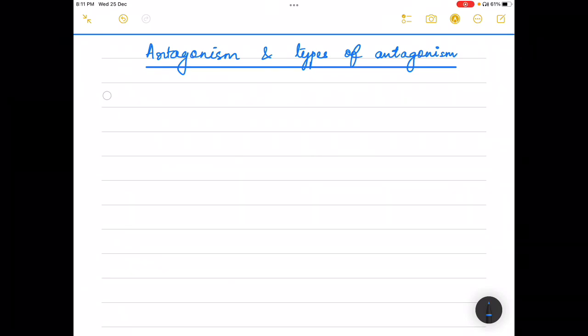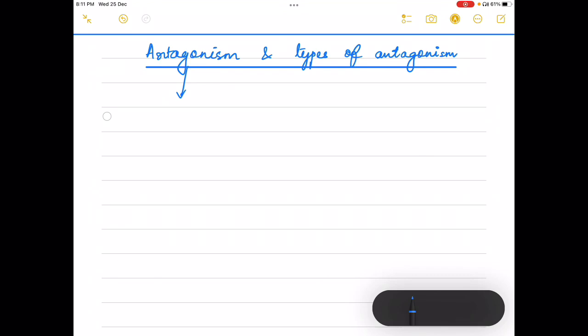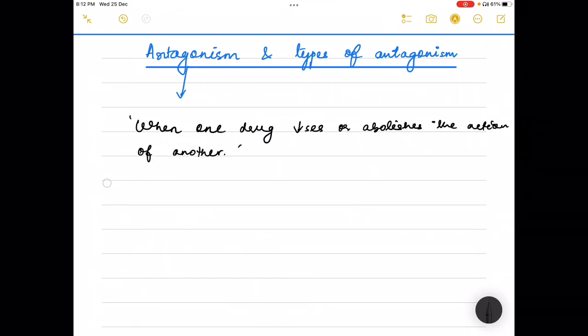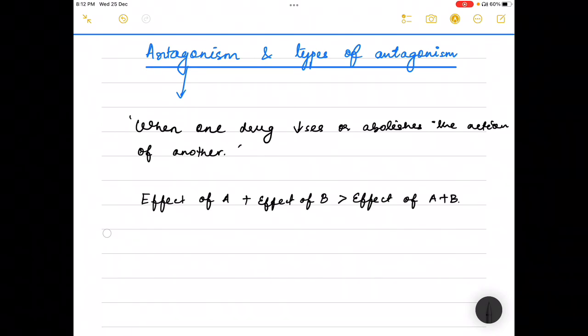Everyone. So in this video we'll discuss antagonism and types of antagonism. First of all, what is antagonism? Antagonism is when one drug decreases or abolishes the action of another. Let's say there are two drugs A and B. Individually they will have effect of A plus effect of B. If it is greater than the effect of A plus B, then this is said to be an antagonistic pair.